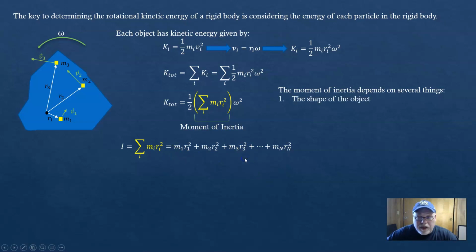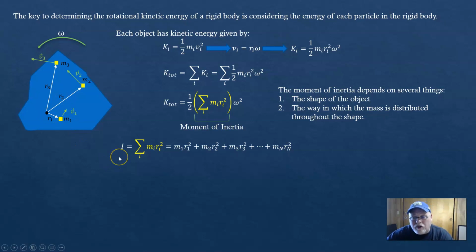One of those is the shape of the object. The shape of the object is going to determine how far away a piece can get from the axis of rotation. So the shape of the object matters. The way in which the mass is distributed throughout the shape is going to matter too. If I have a lot of mass that's out here and it's not maybe as dense towards the axis, that's going to give me a larger moment of inertia. We'll talk about that here in just a second.